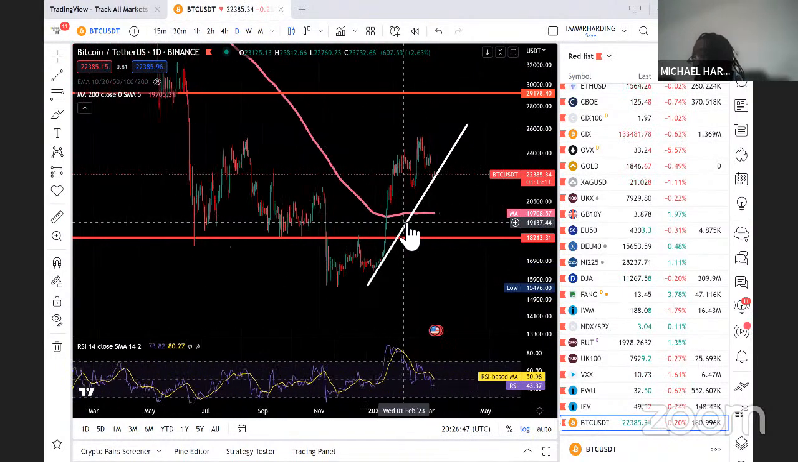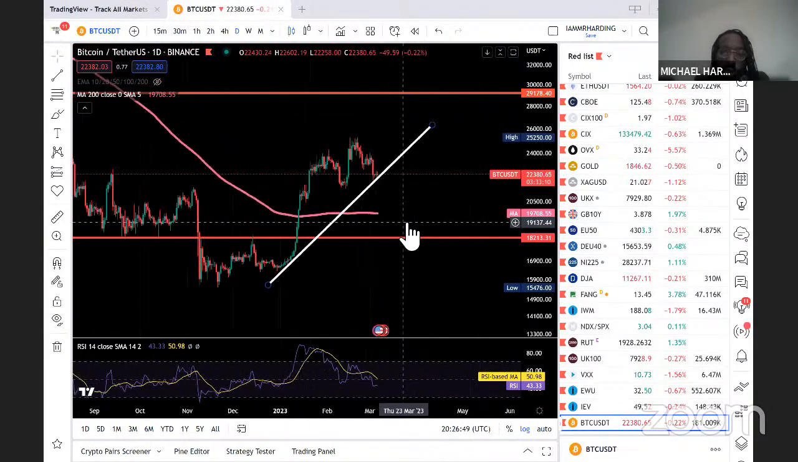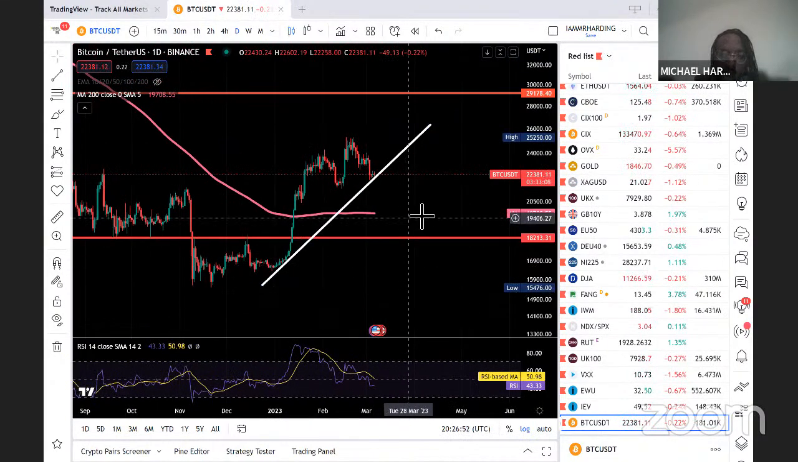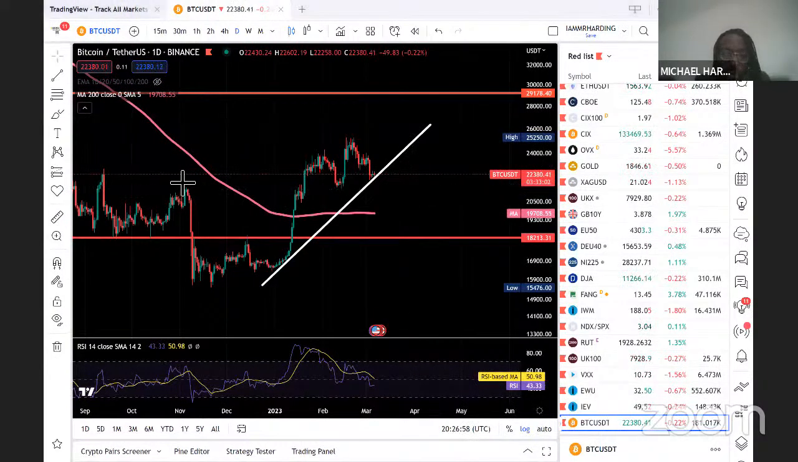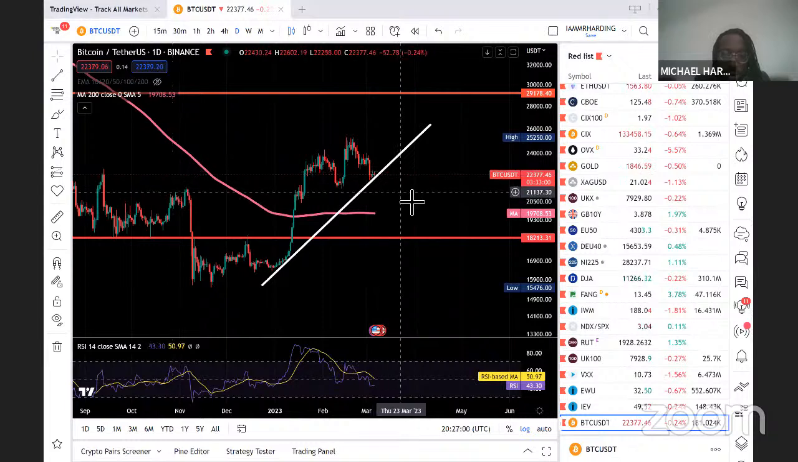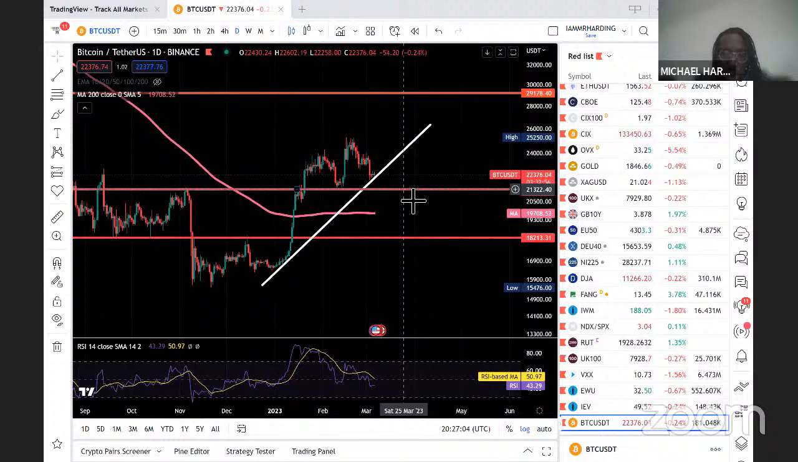So we've got support at 21K and we've got support at 25K from what I said I found. So we got this one here as well. 21. That nice support there. So potentially might break out, come down to here, then go back up. And then got another one there.